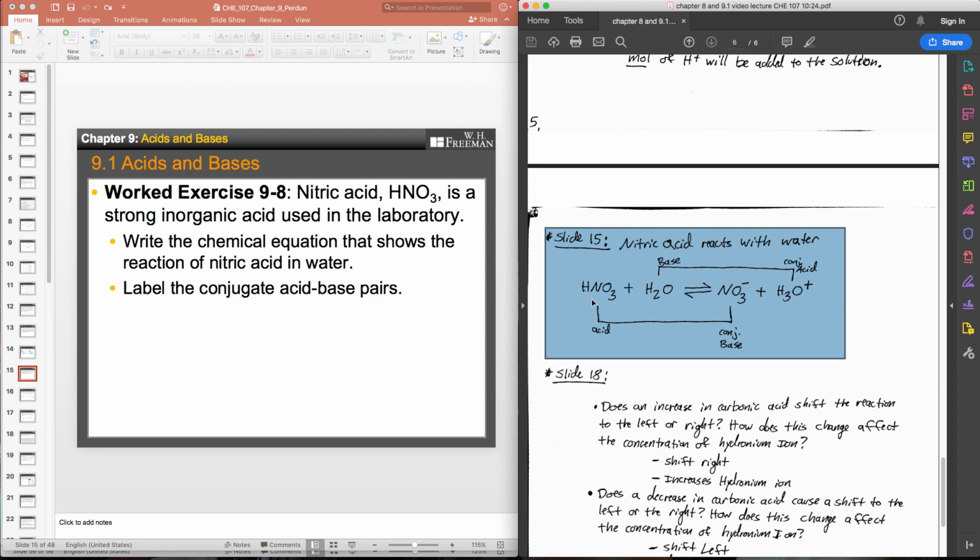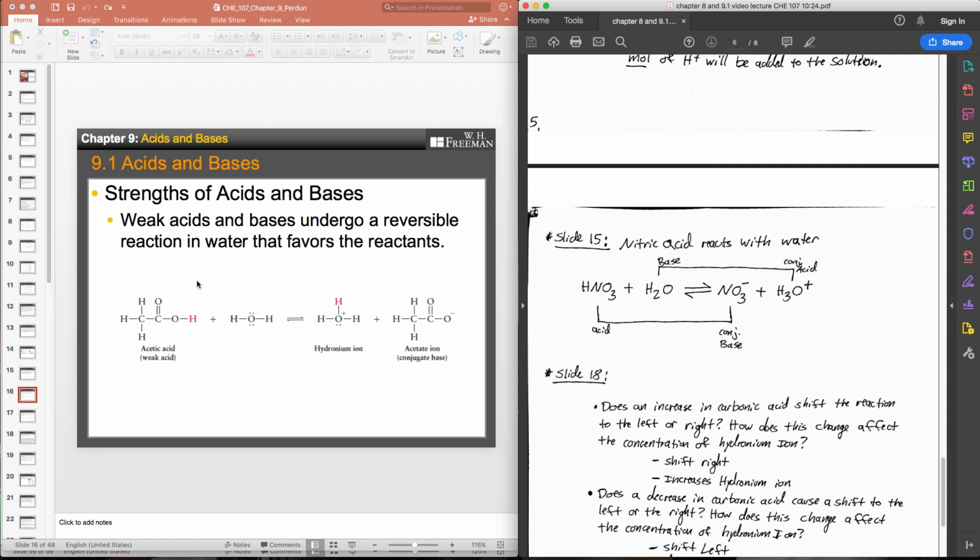So we can write this out. HNO3 plus H2O is going to go to its conjugate base, which is NO3 minus, plus the conjugate acid of water, which is always going to be H3O positive, right? Or hydronium is the name of that thing. The conjugate base of water is the hydroxide ion, just OH negative. So here are the conjugate acid-base pairs, okay?